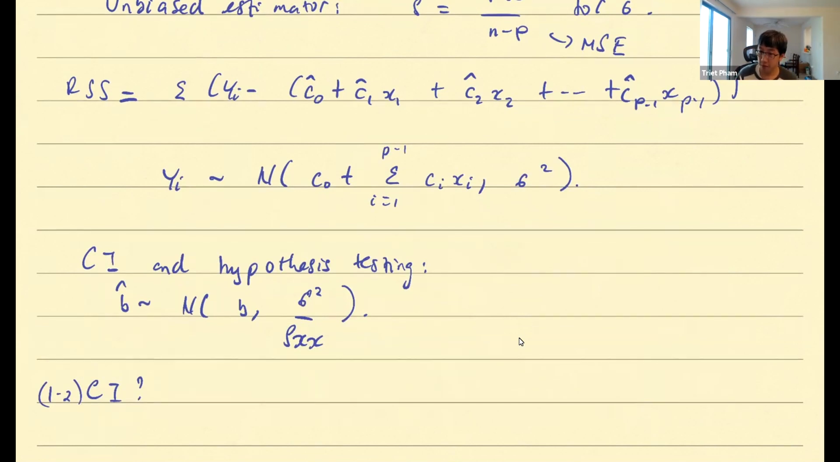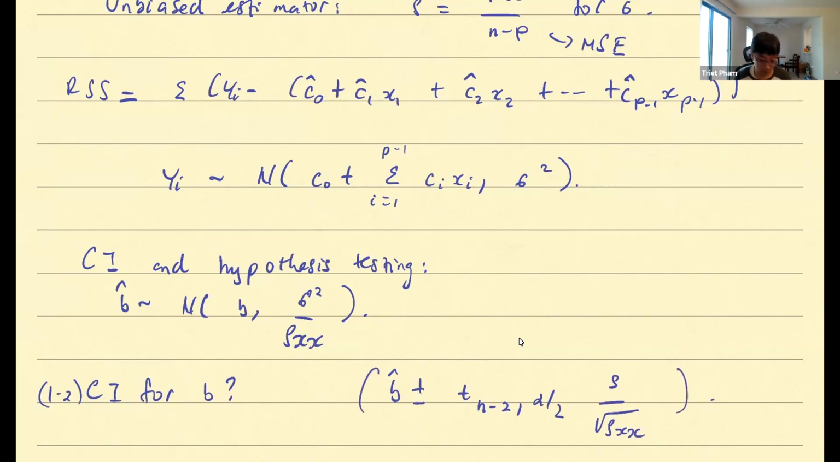So if you remember what we did before, you can easily guess something like this. Oh, sorry. So, confidence interval for what? I have to say confidence interval for B. It will be B hat plus or minus t_{n-2, alpha/2} times S divided by square root of SXX. Is that okay?